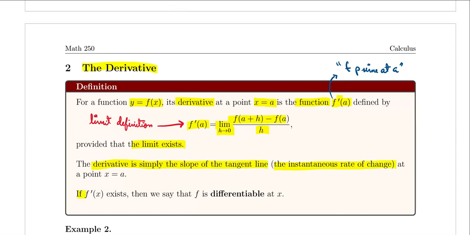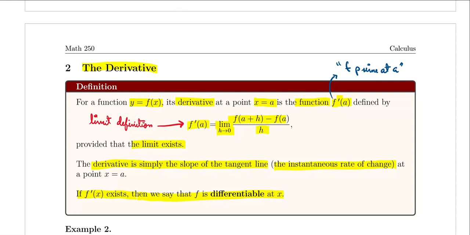Now, if f prime of x exists, then we say that f is differentiable at x. In other words, if the derivative exists, then you can calculate the instantaneous rate of change at any point in the function, assuming it's differentiable for all x.